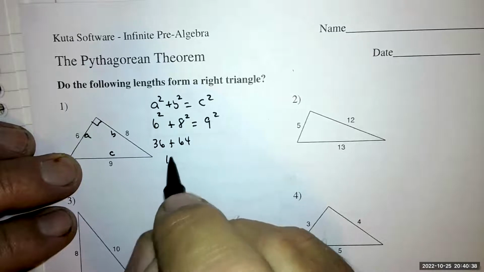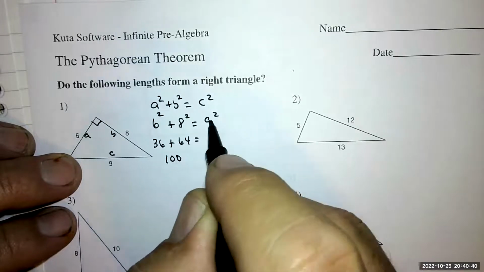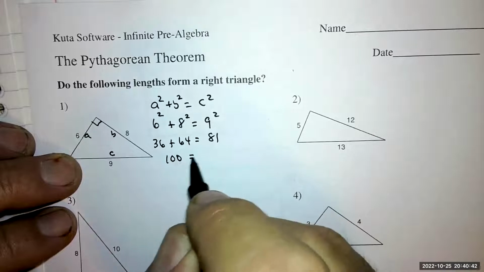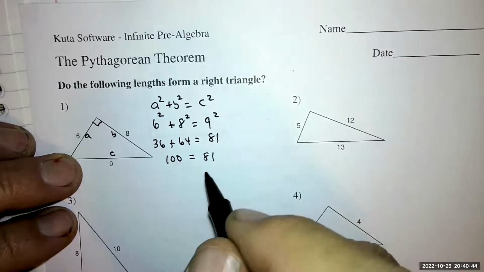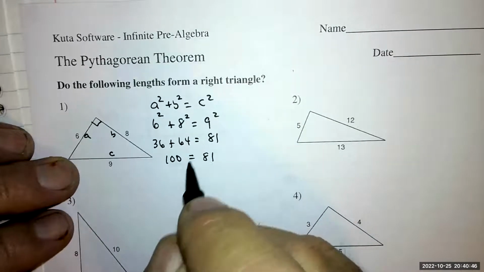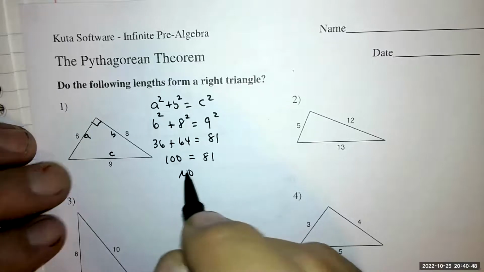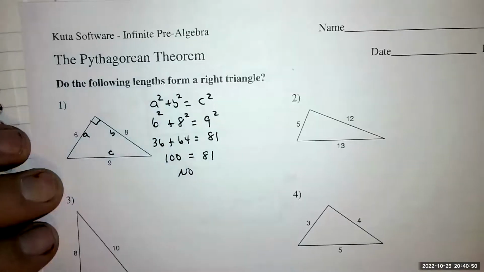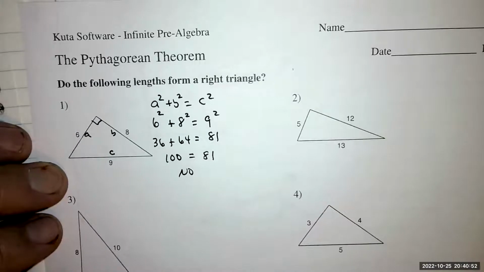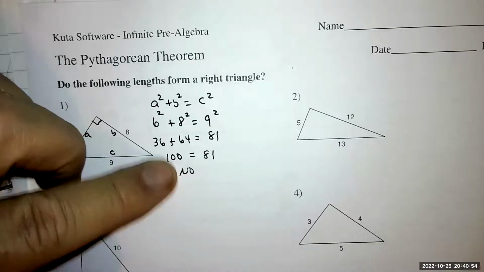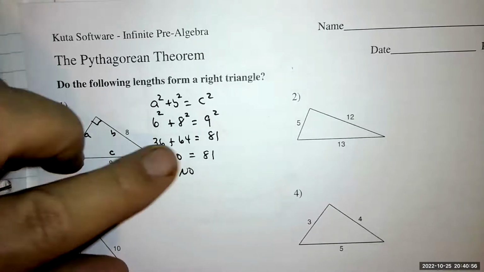So that looks like 100. 9 times 9 is 81. Does 100 equal 81? And this is a no. So this is not a right triangle, because they have to be equal. Remember? So these two sides squared equal the third side squared.